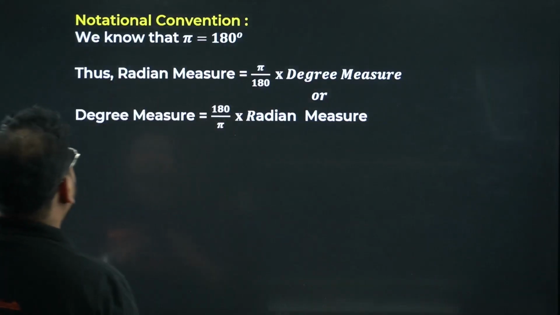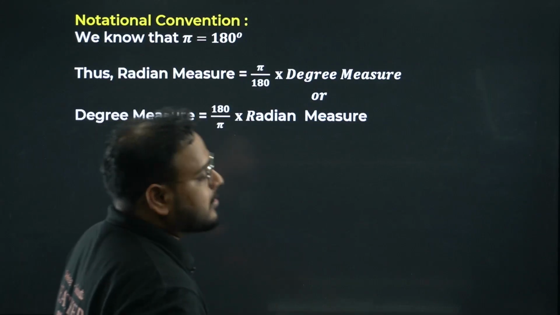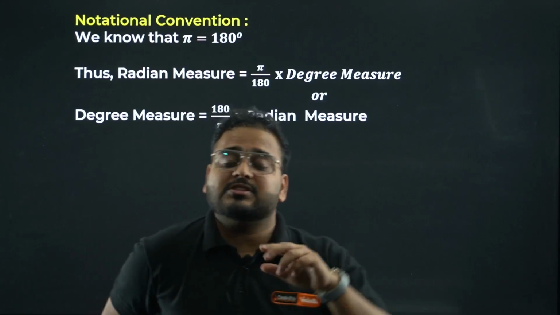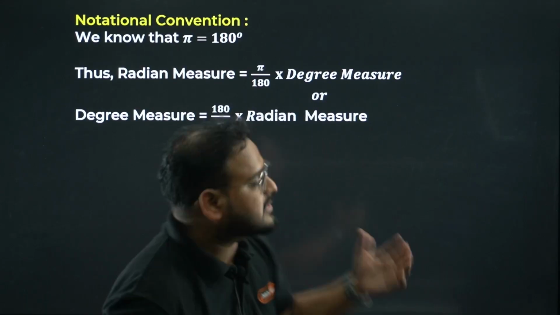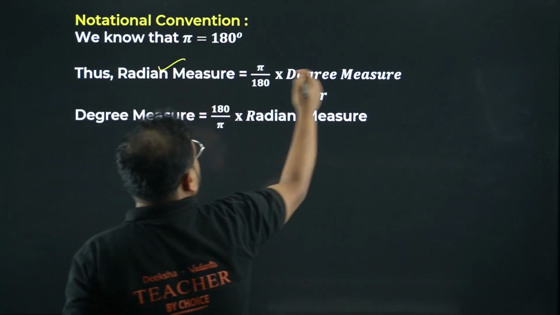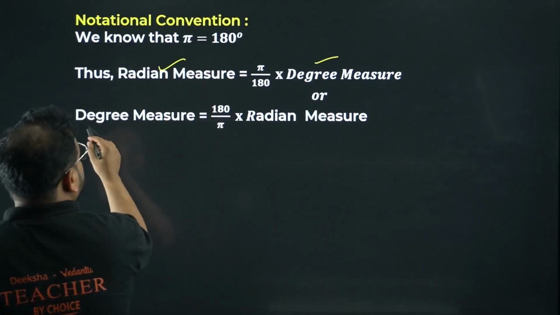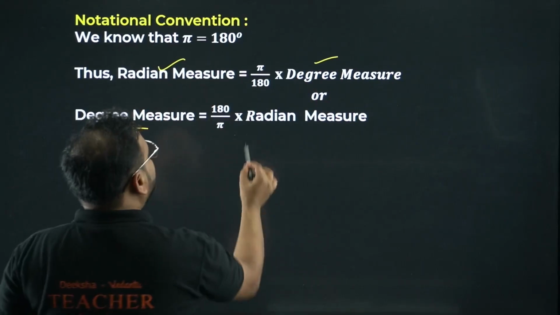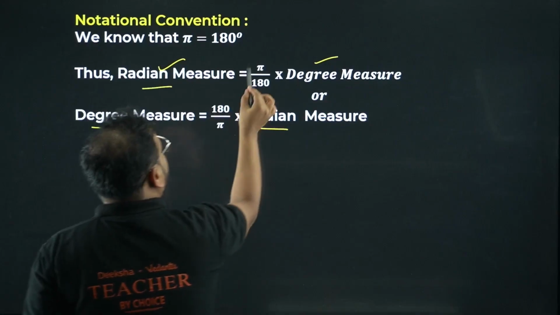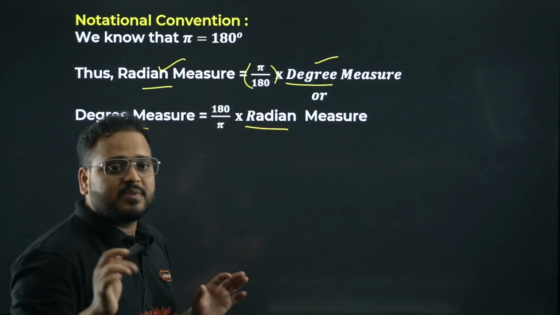The first topic is trigonometry. The first type of question that can come in this formula is conversion of radian to degree measure. You should know this. Degree measure is given as 180 by pi into radian measure, and radian measure is given as pi by 180 into degree measure. This conversion is very important.